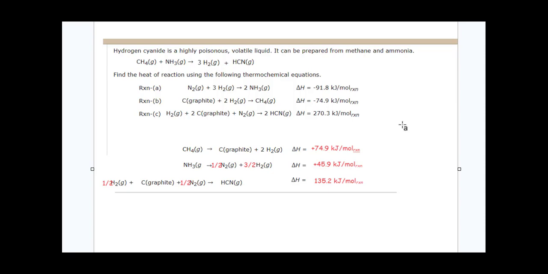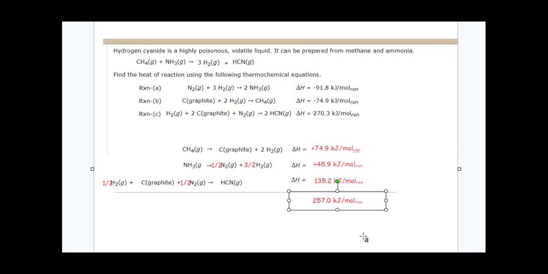So what I would do if I was in a rush on an exam, I would now take these 3 equations, these 3 heats, add them together, and be confident that that's going to be the heat for this reaction. You know, if I add these up, I get 257.0 kilojoules per mole of reaction. And go on to do some other stuff.